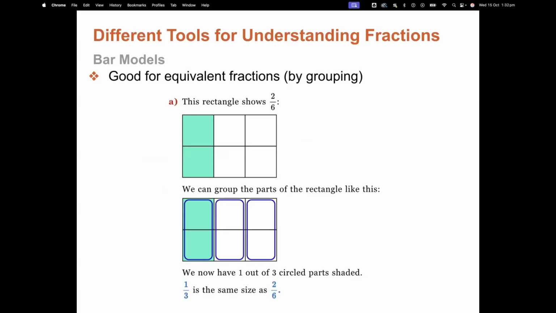And for those of you who know the algorithm, people would say, oh, divide the numerator by 2 and divide the denominator by 2 and you'll get 1 over 3. But the visual way is so much nicer.